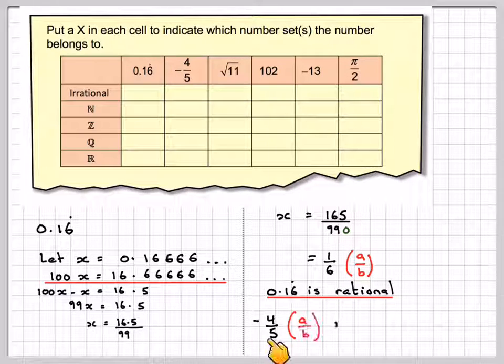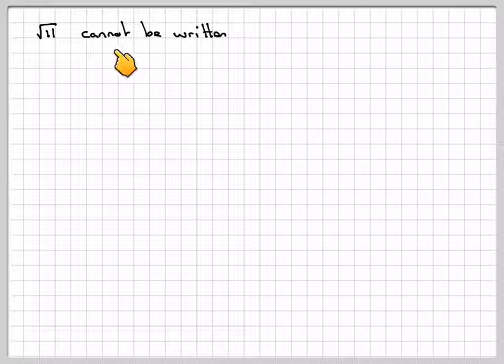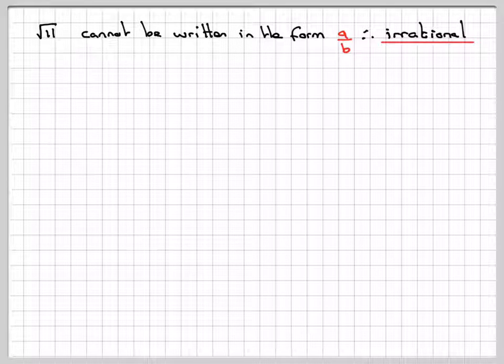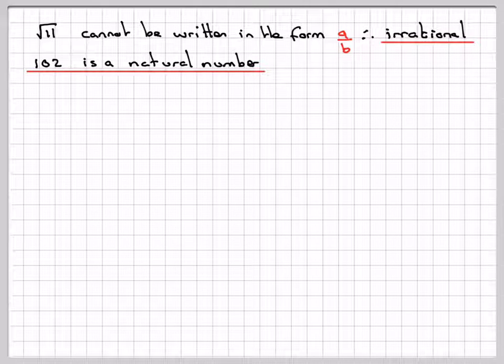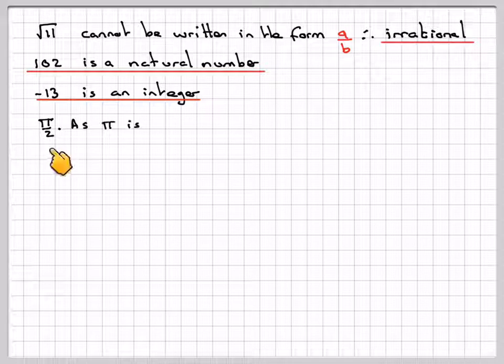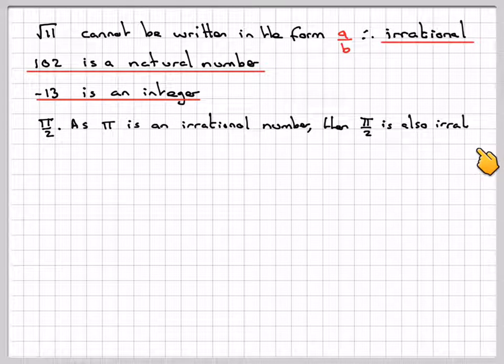Next number, minus 4/5, well, that's already in the form A over B, where A and B are integers. So that's also rational. Root 11 cannot be written in the form A over B. It's irrational. The proof of it is beyond the level of the course. 102 is what's known as a natural number. And minus 13 is an integer. Pi over 2, well, as pi is an irrational number, then pi over 2 is also an irrational number.